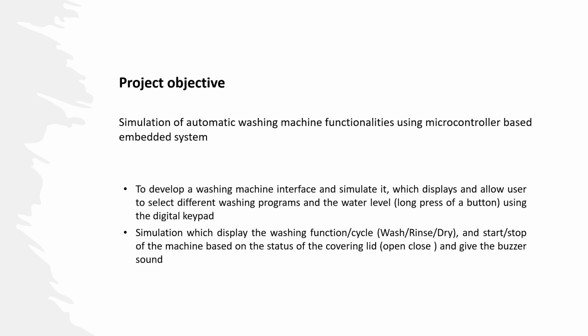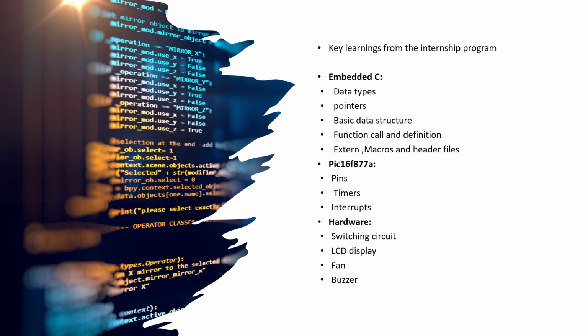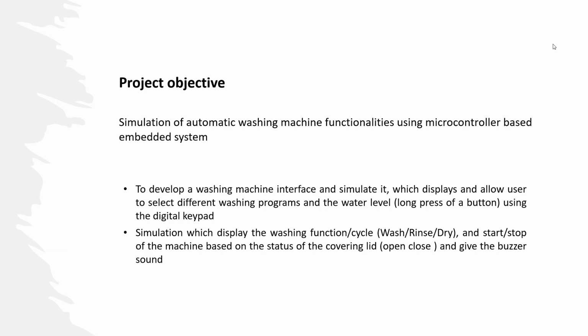The whole system is based on that chip. In this, we have made an automatic washing machine functionality using a microcontroller-based embedded system, a washing machine interface, and simulation, in which we have given a display of different washing machine programs and water level using a digital keypad. A simulation will display the washing machine's functional cycle, like washing, drying and rinsing the clothes, start and stop of the machine based on status of the covering lid, and give a buzzer sound.